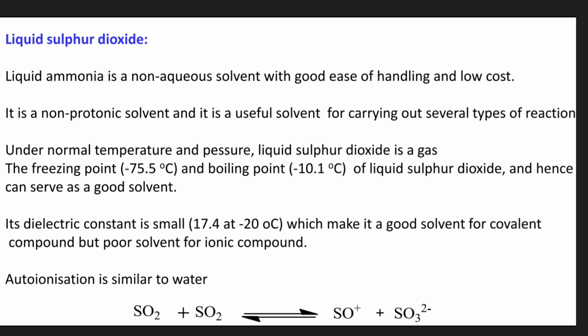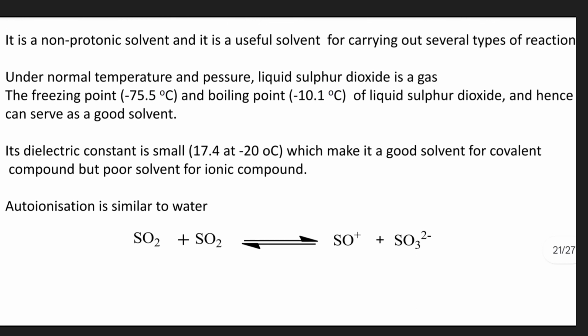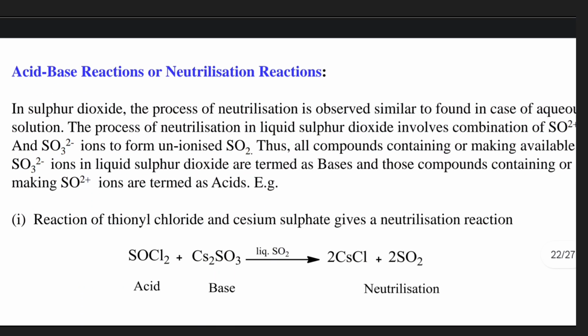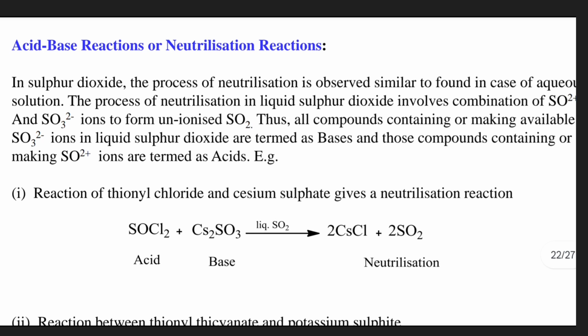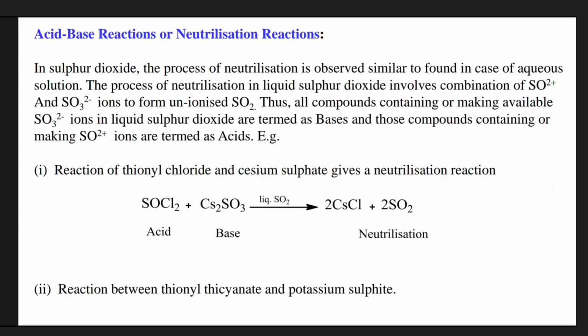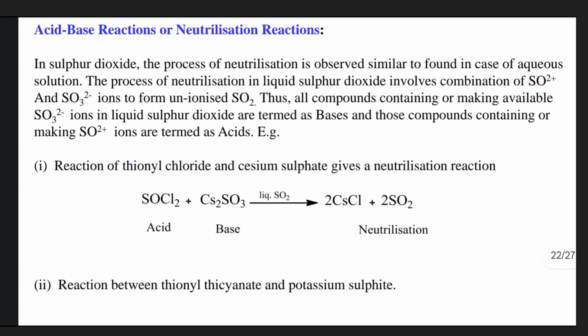Under normal temperature and pressure, sulfur dioxide is a gas. The freezing point and boiling point of liquid sulfur dioxide are suitable and hence it can serve as a good solvent. Its dielectric constant is small, which makes it a good solvent for covalent compounds but a poor solvent for ionic compounds. Autoionization is similar to water. Acid-base reactions or neutralization reactions. In sulfur dioxide, the process of neutralization is observed similar to that found in aqueous solutions.